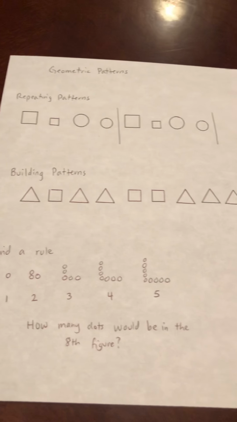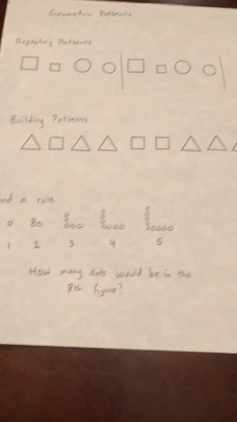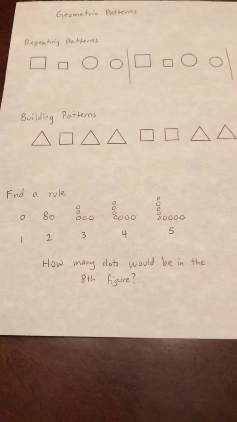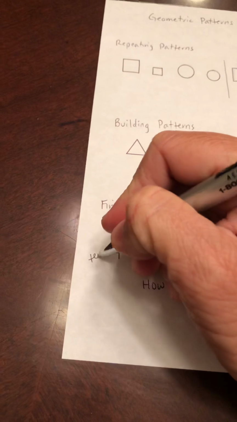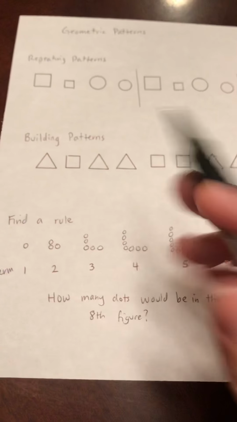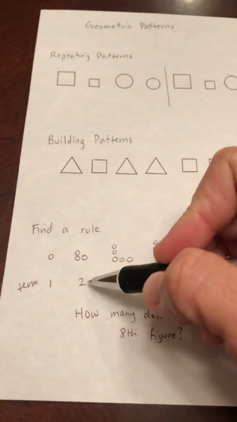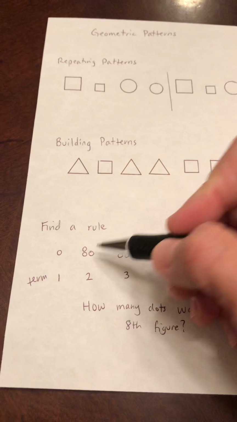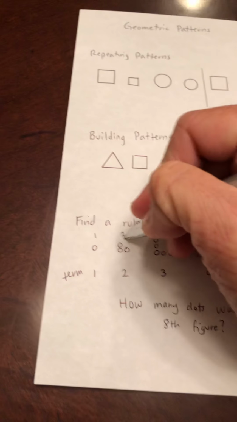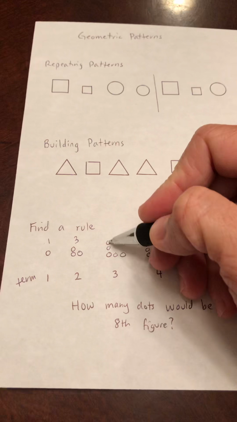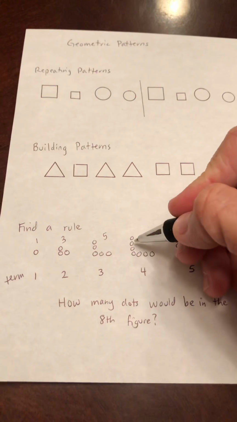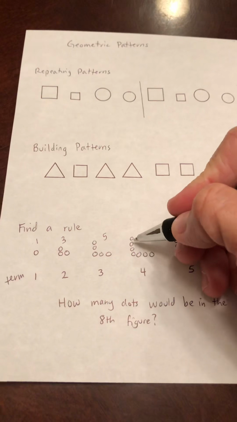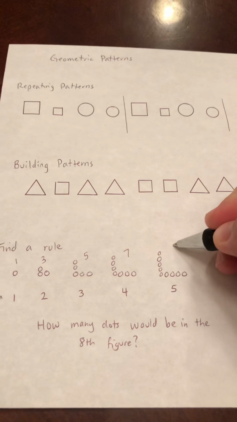All right, and the last one, this is definitely a lot more algebra. This is finding a rule for the pattern. So first you have to identify what's happening, and these are called terms here. So in the first term, I have 1 circle. In the second term, I have 3. In the third, I have 5. In my fourth figure, I have 7. And in my fifth, I have 9.